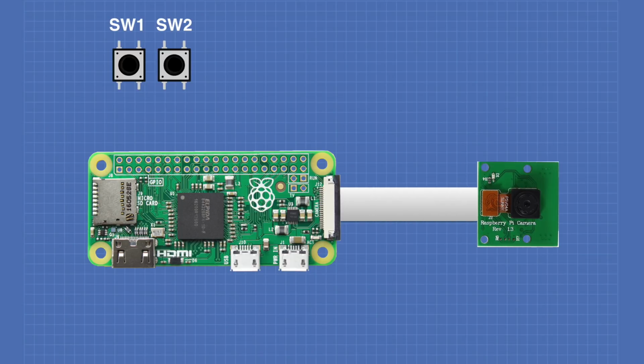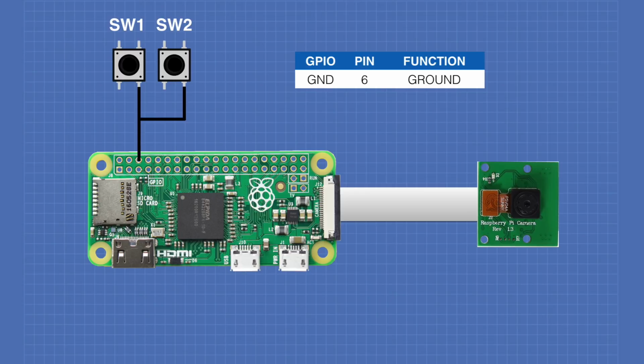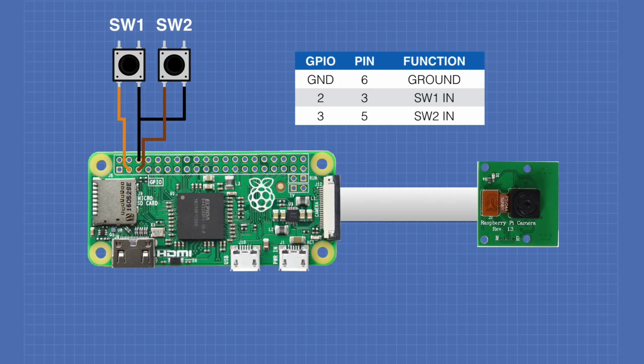We'll begin by connecting our camera to the camera connector on the Raspberry Pi. Make certain that you use the correct cable for this, and note that the Raspberry Pi 0 and 0W have a smaller camera connector than the other models do. We'll begin our wiring by connecting pin 6, which is a ground, to one side of each of the push-button switches. We'll then connect pin 3, which is also GPIO pin 2, to the remaining side of SW1. And finally, we'll connect pin 5, which is GPIO pin 3, to the other side of SW2. And this completes our wiring.